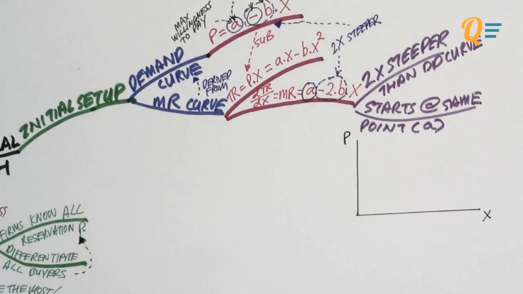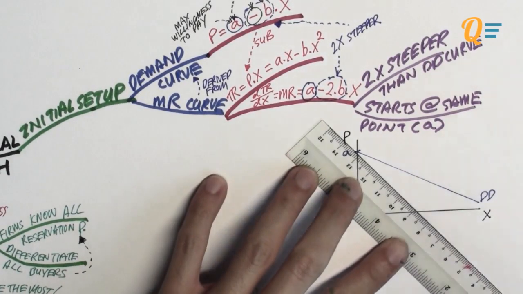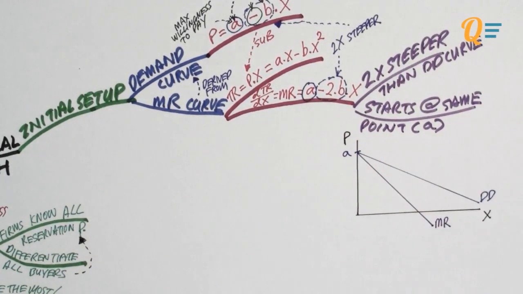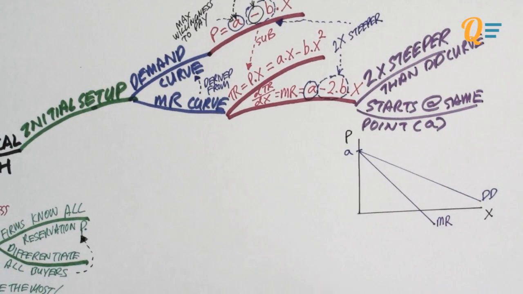So here's a simple demand curve with the vertical intercept A. A marginal revenue curve that is 2 times steeper than the demand curve will simply look like this. And remember that it has to start at the same point as the demand curve, which is point A.